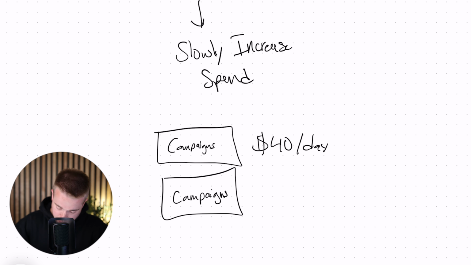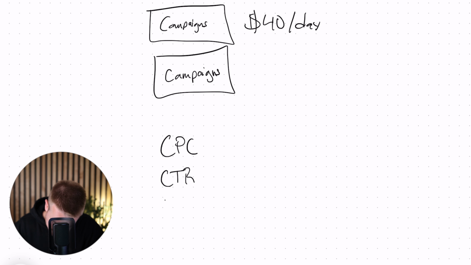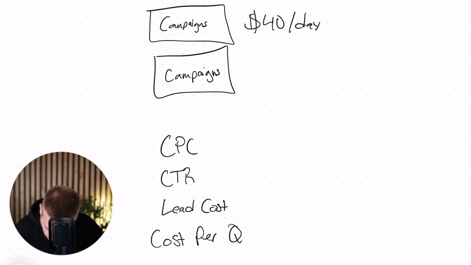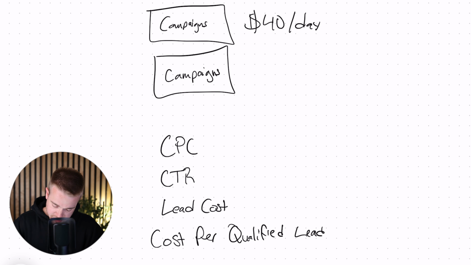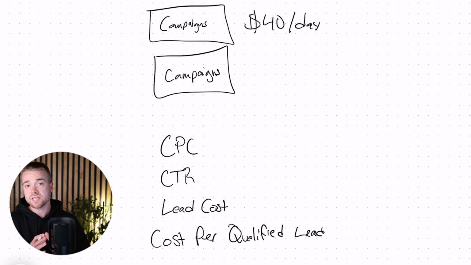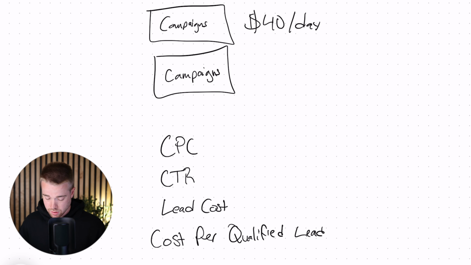We look at CPC, we look at CTR, we look at lead cost, and then we look at cost per qualified lead. CPC is cost per click. CTR is the click-through rate. Lead cost is how much it's costing us to get a lead, and cost per qualified call is exactly what it sounds like. It's how much money it costs us to get a qualified call on the calendar.